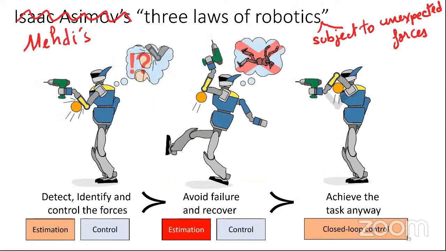So that's why I will present another kind of estimation framework for the case of dynamic motion. And I put it here because that's usually the context where we need to avoid failure, at least for humanoid robots, where we need to recover balance.